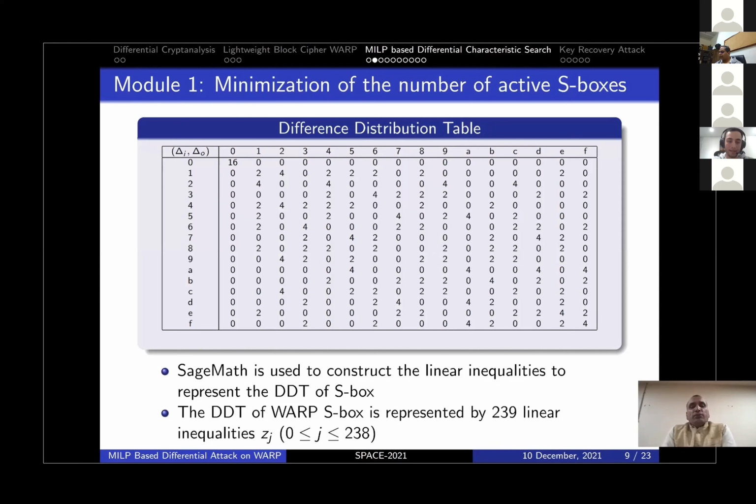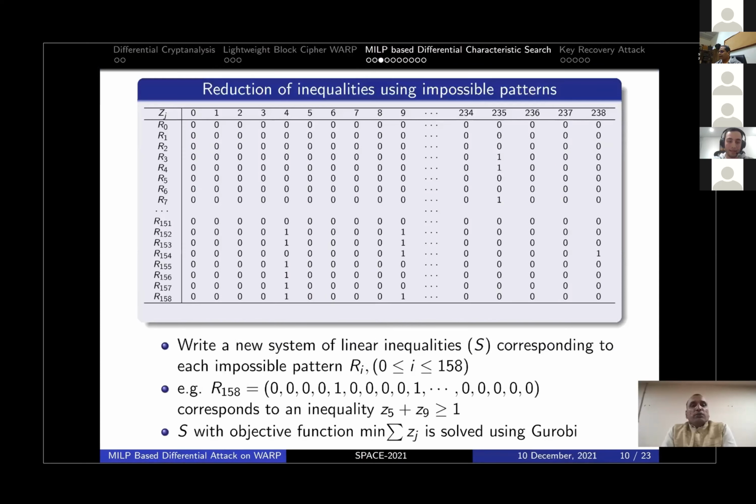The DDT of the WARP S-box is represented by 239 linear inequalities, which correspond to the possible points in the DDT. But this number of inequalities is very large, so the problem based on these linear inequalities cannot be solved efficiently. So we need to reduce the number of inequalities so that we can solve the MILP problem efficiently. We reduce the number of inequalities using the impossible patterns in the DDT. This approach was given by Sasaki and Todo.